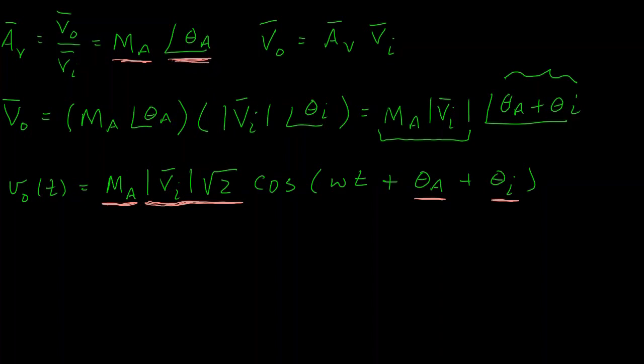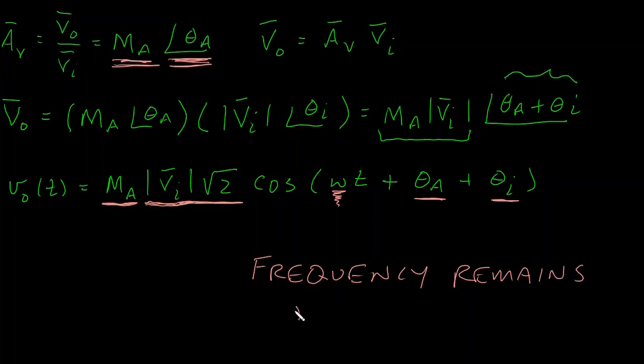So AV does clearly represent the magnitude and phase shift of the input as it becomes the output signal. Notice something extremely important. The frequency does not change. So keep that in mind. The frequency remains the same. That is a very important facet of linear systems.